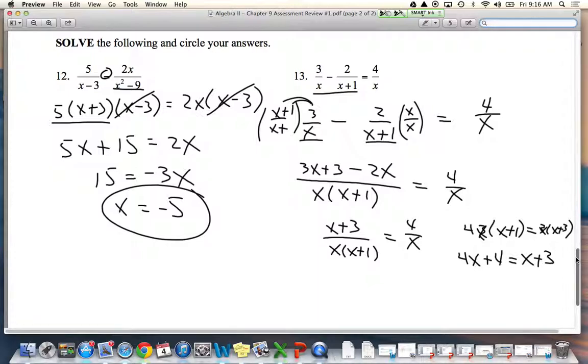And then I do some subtracting here, so I'm going to move this x across, so it'll give me a 3x, and move this 4 across, that's going to give me a negative 1, and divide by 3, that's equal to negative 1/3.